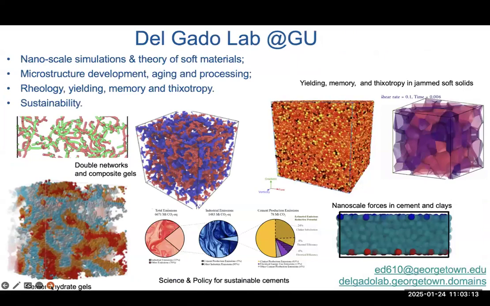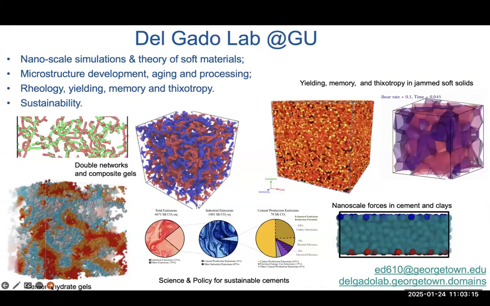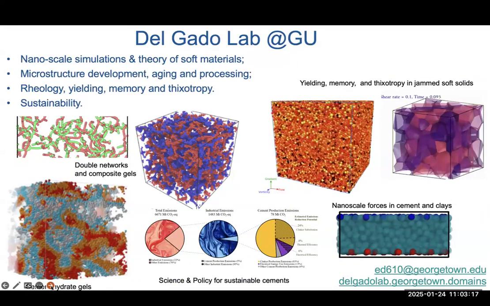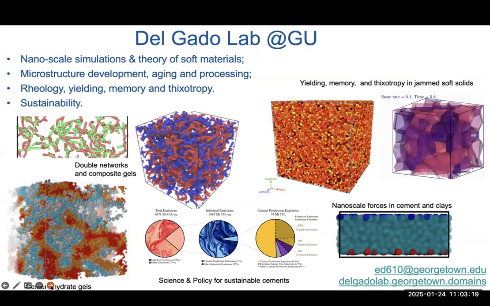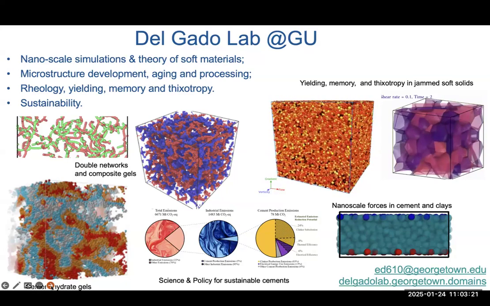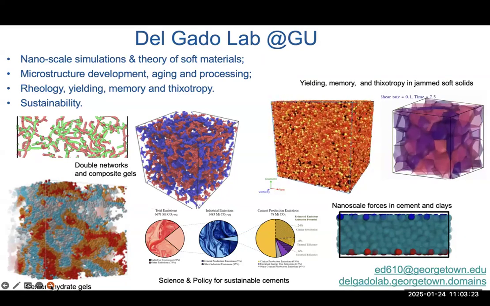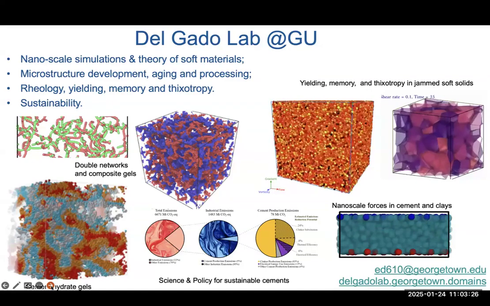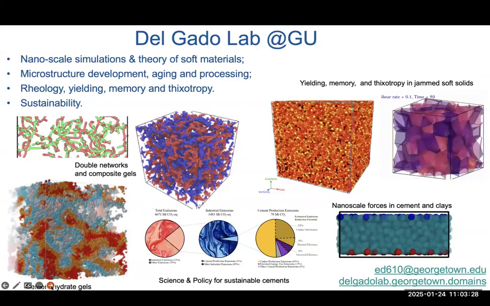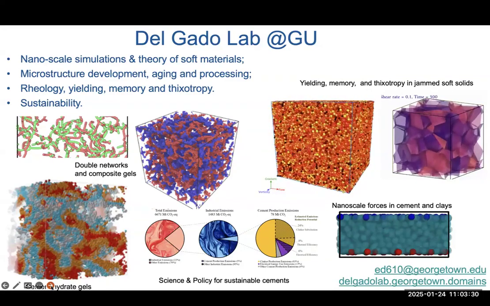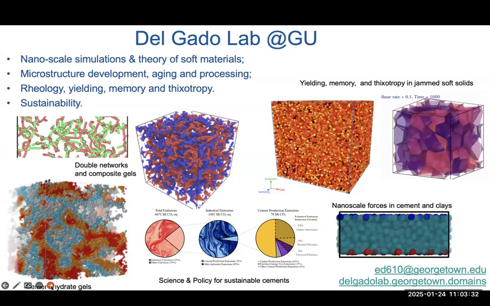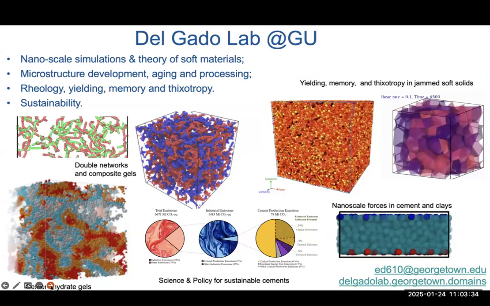So just two words about my group. For people that don't know me, I'm a statistical physicist, a computational physicist, and I'm really interested in how soft materials develop their microstructure and how their process of development actually determines the way in which they behave and the way they function, and so the way we can use them.